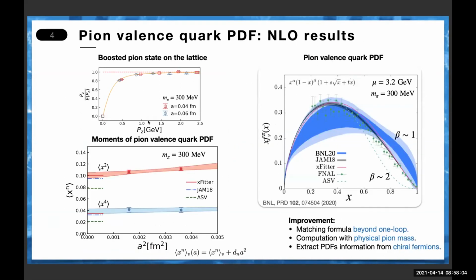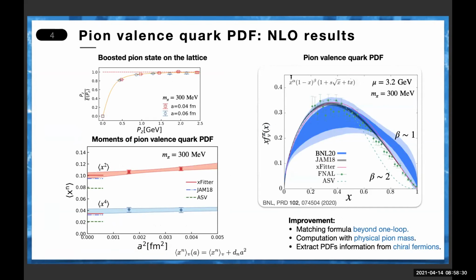So firstly, we have a calculation with the empirical pion mass with two very fine lattice spacings. The largest momentum we have is around 2.5 GeV. In these calculations, we are able to extract a reasonable signal of the first four moments of the pion valence PDF. And our continuum estimate has a good agreement with the xFitter and GRV18 results.